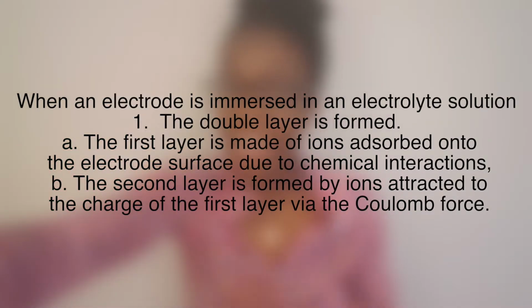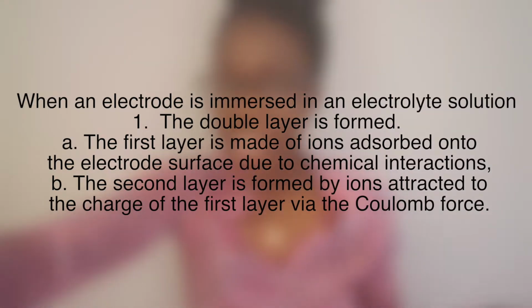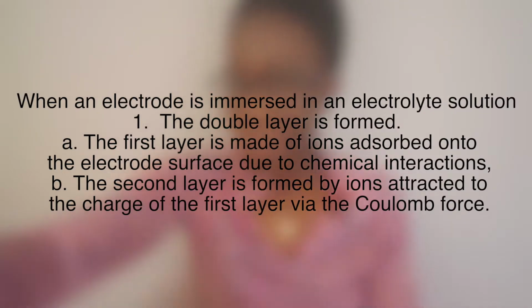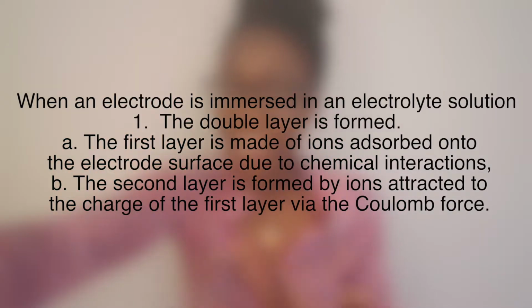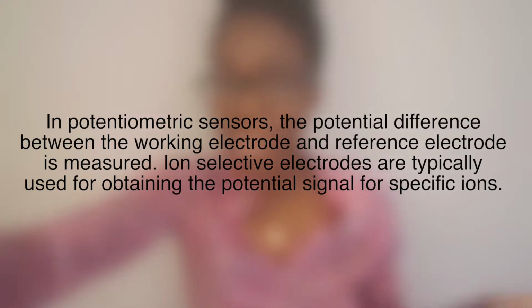And the second layer is actually formed by ions that are attracted to the first layer via Coulomb forces. So from there, the electrical properties of this layer actually affect the electrochemical measurements. And so when the potential of the working electrode is changed, the double layer actually acts as a capacitor which must be charged. Now, there are three types of electrochemical sensors.